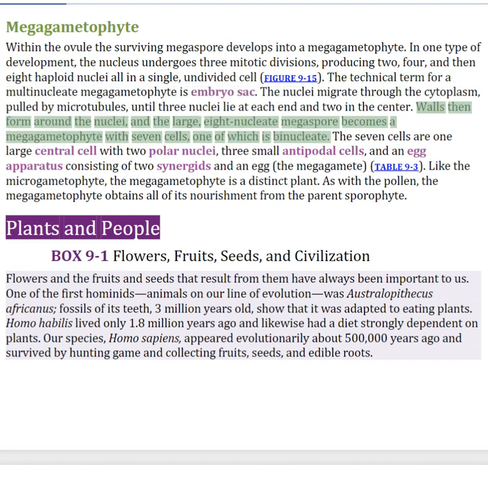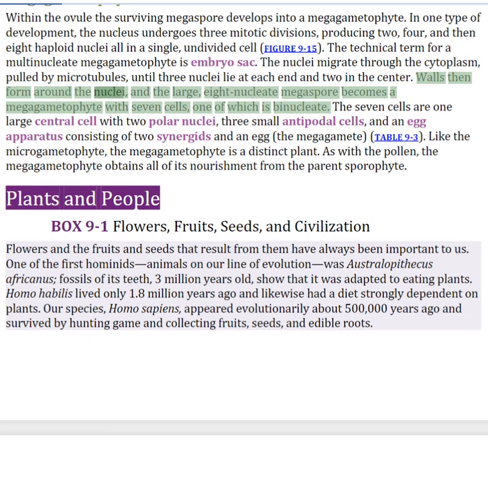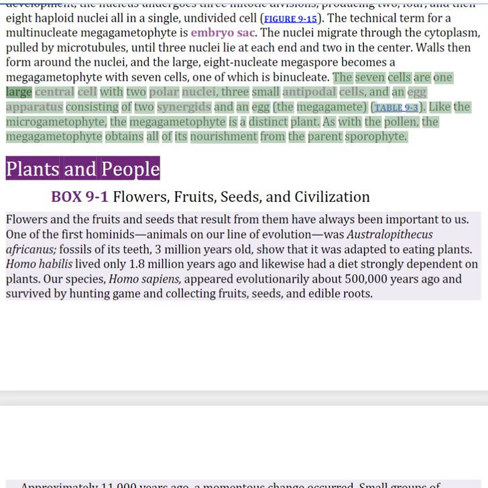center. Walls then form around the nuclei, and the large, 8-nucleate megaspore becomes a megagametophyte with 7 cells, one of which is binucleate. The 7 cells are one large central cell with 2 polar nuclei, 3 small antipodal cells, and an egg apparatus consisting of 2 synergids and an egg. Like the microgametophyte, the megagametophyte is a distinct plant. As with the pollen, the megagametophyte obtains all of its nourishment from the parent sporophyte.